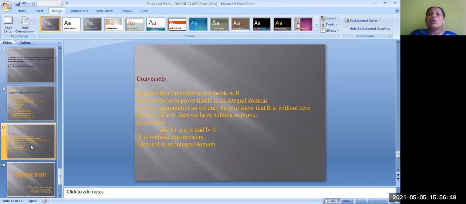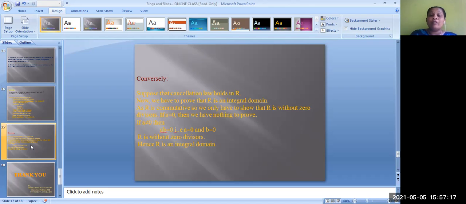Next, the converse of this theorem is like this. Suppose that the cancellation law holds in R. Now we have to prove that R is an integral domain. As R is commutative, we only have to show that R is without zero divisors. If A is equal to 0, then there is nothing to prove. If A is not equal to 0, we can prove something.